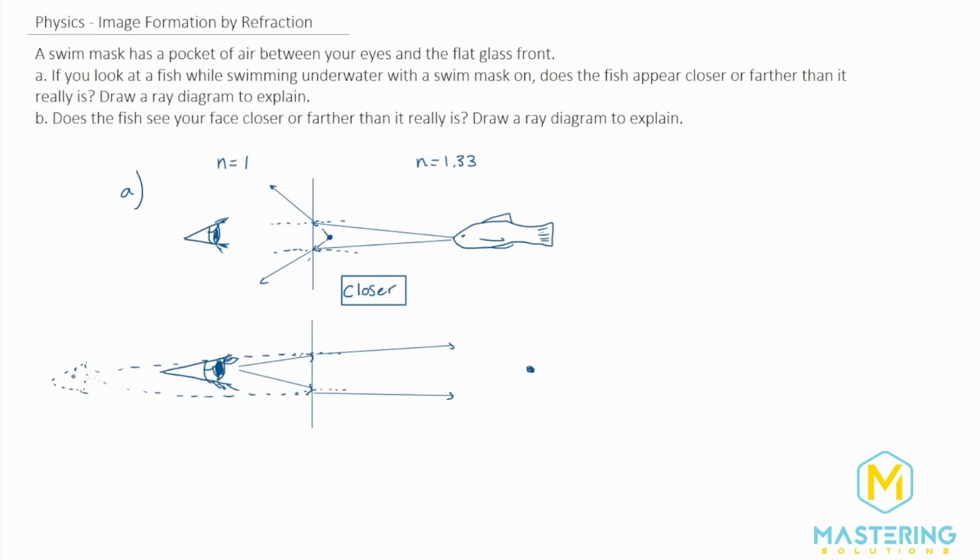So it's further away. And so the question is, like I said, really illustrating the differences in an index of refraction and how that changes with the refraction and the perceived image that we see. To the fish, because of the high to low index of refraction change, it'll look further. But to us, for the low to high index of refraction change, the fish will look closer.